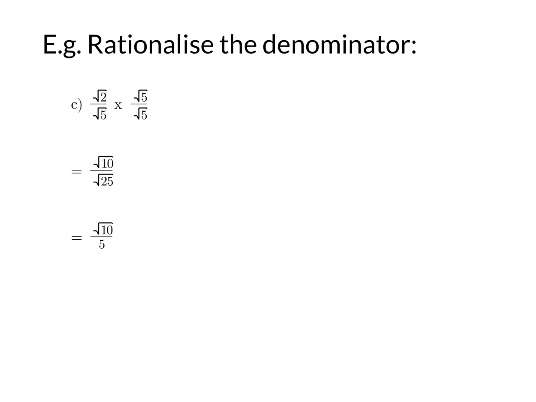Final one, cube root 2 over cube root 5. So my aim is to rationalise the denominator, so I times the top and bottom by cube root 5. Doing it to the top, cube root 2 times cube root 5 is cube root 10. On the bottom, cube root 5 times cube root 5 is cube root 25, which is 5. So I get cube root 10 over 5.